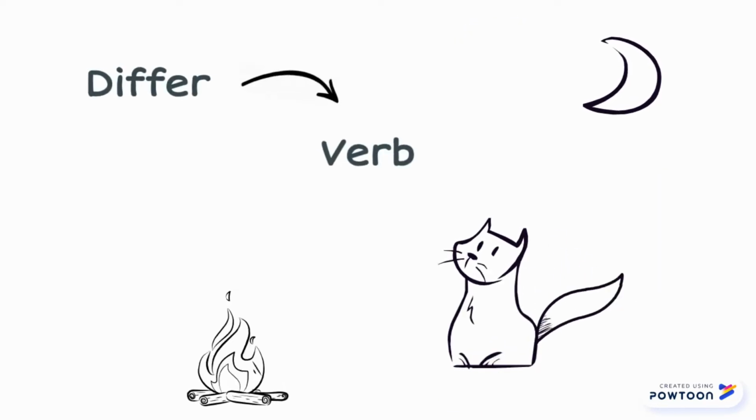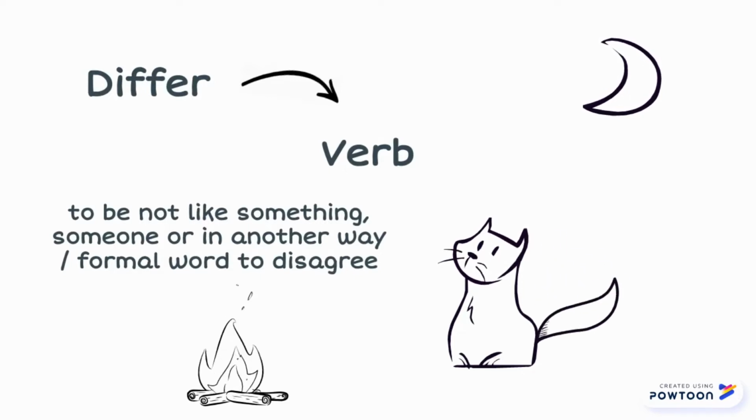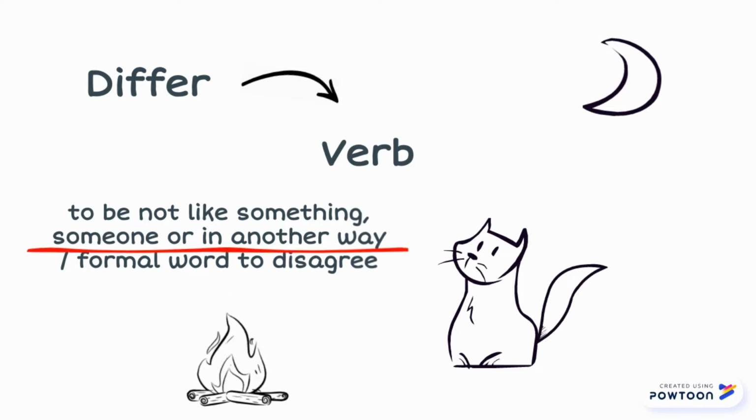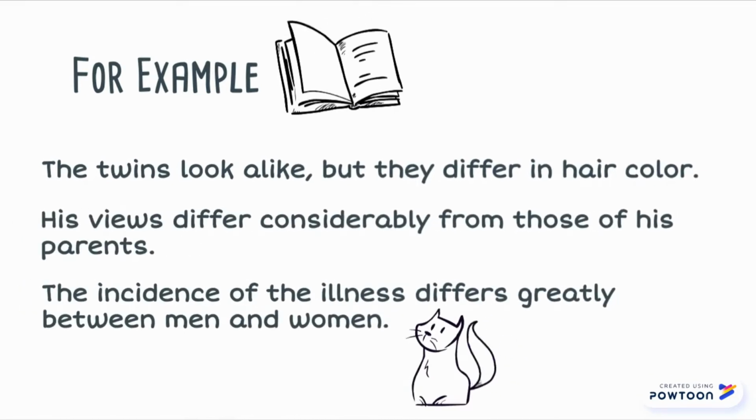First, differ. Differ is a verb to be used in sentences. There are two meanings for differ. First, differ can be used to mean to be not like something or someone else, either precisely or in another way. For example, the twins look alike but they differ in hair color.